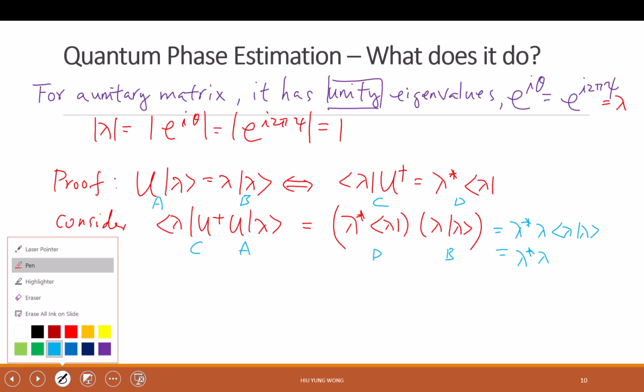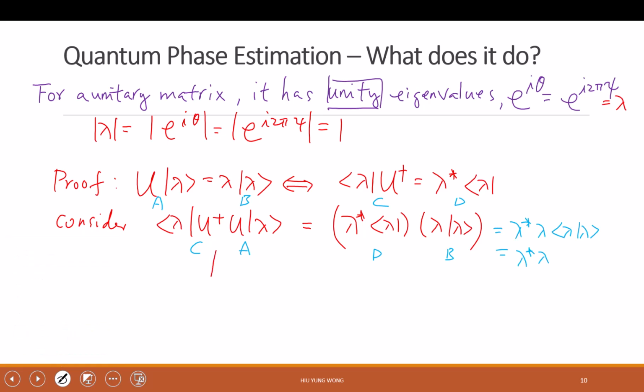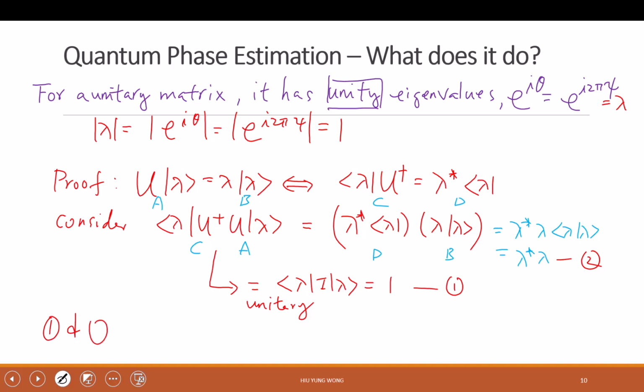Then I will also continue to do this one. What does this one equal? It's unitary, so U dagger U equals what? U dagger U equals I, thank you. Lambda I lambda, and what is this? 1, thank you, because lambda inner product lambda is 1. So I have equation 1 and equation 2. From equation 1 and equation 2, what do we get?